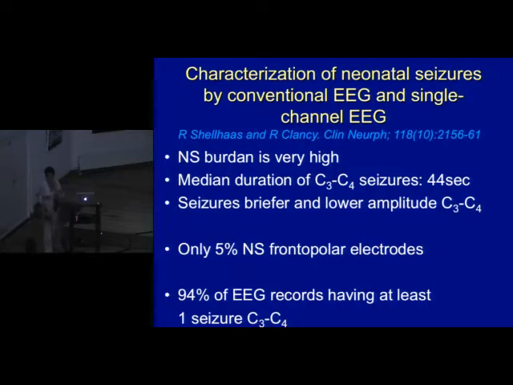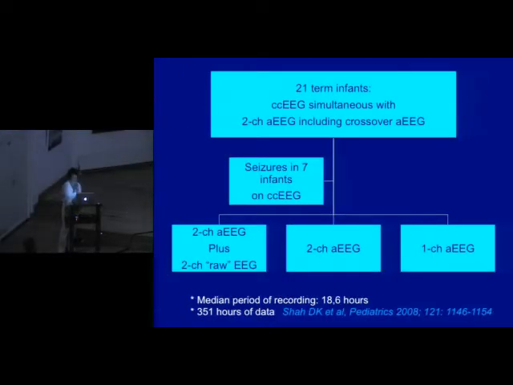So, these seizures are not staying in one place. They're just about moving around, you could say. And in these babies, in 94% of the EEG recording, the seizure at one time or another was in the central region. So we have to look into this region. You have to monitor this region despite this ECG artifact.